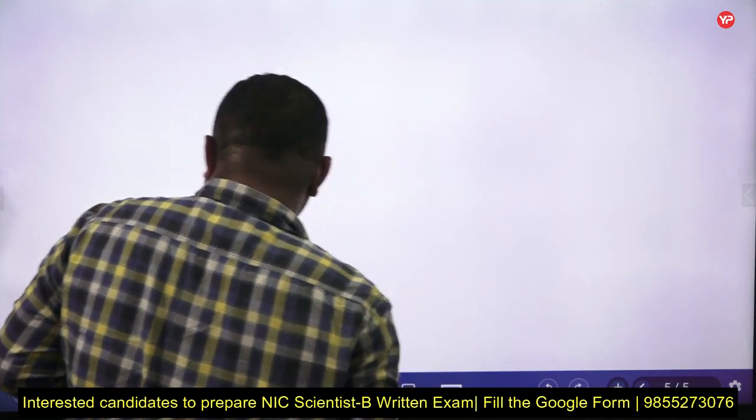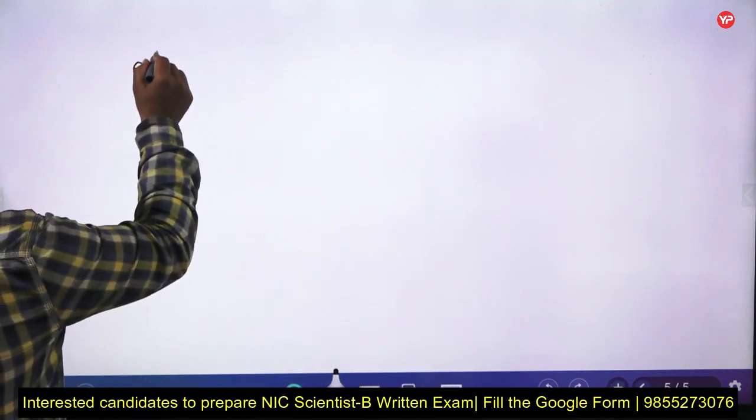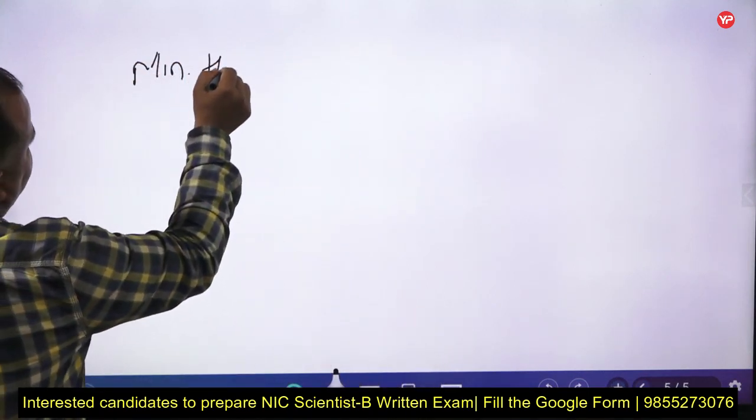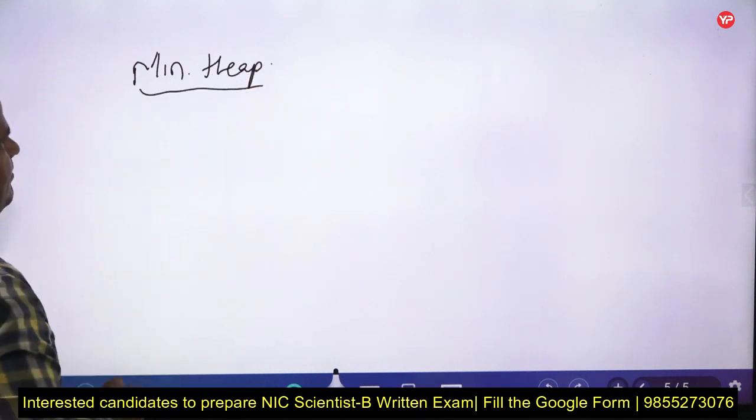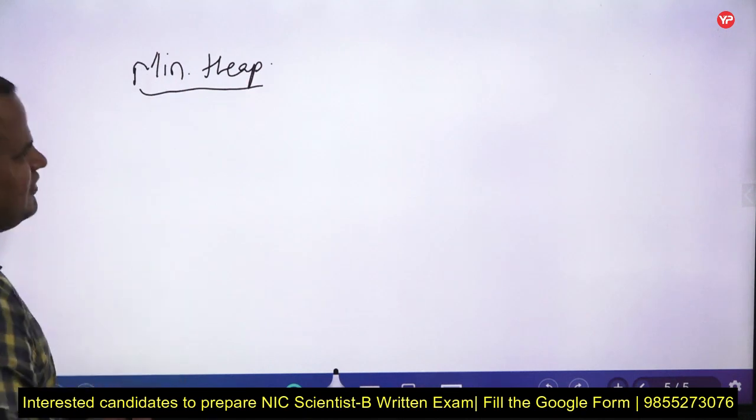If we go with some examples of min heap, keep in mind, in a min heap, first of all it is a heap, which means it is an almost complete binary tree. But what is the main point or the main property of a min heap?